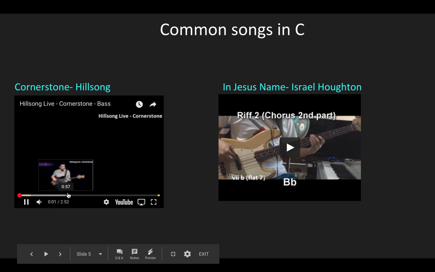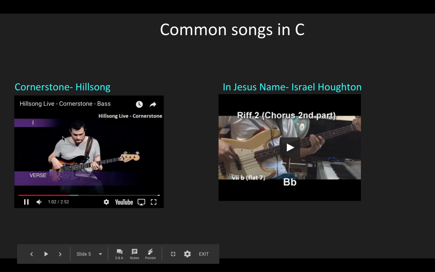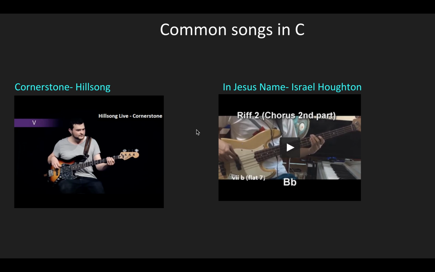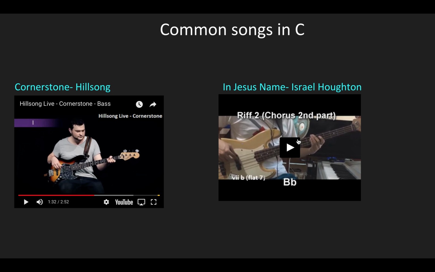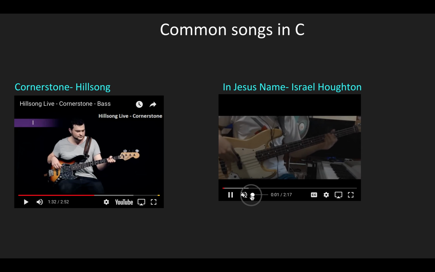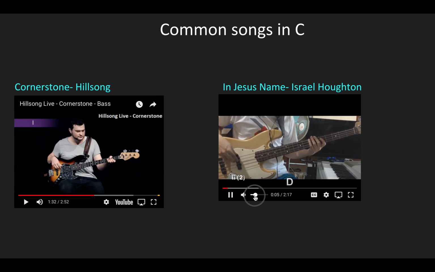So this is Cornerstone. You might notice here that they've got the Roman numerals to keep you in the loop. I've also got In Jesus' Name by Ezra Houston. This is a lot harder because they use a B flat, which isn't actually in the scale of C, but it's worth looking at. I've put the numbers down in the left corner to help.